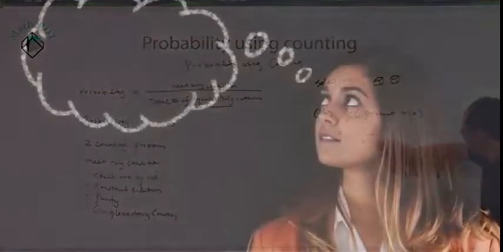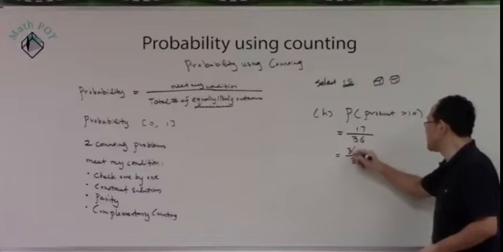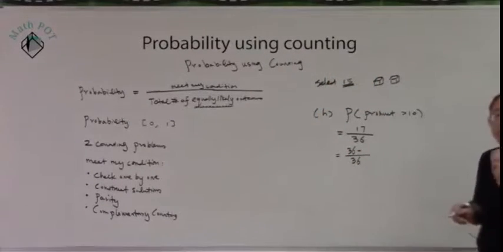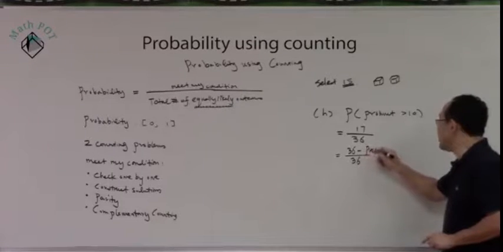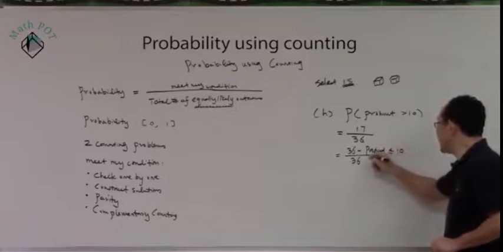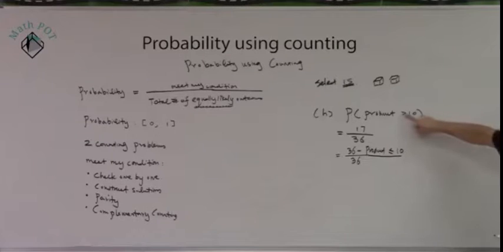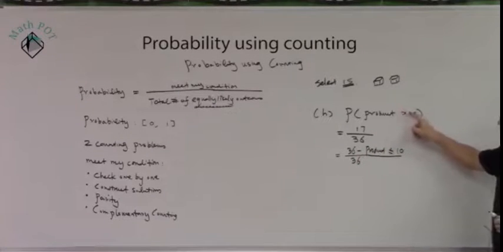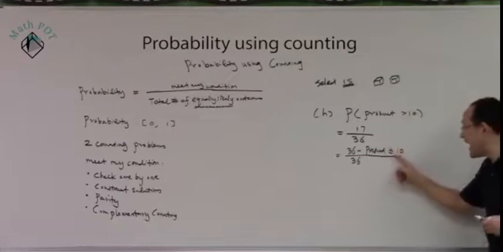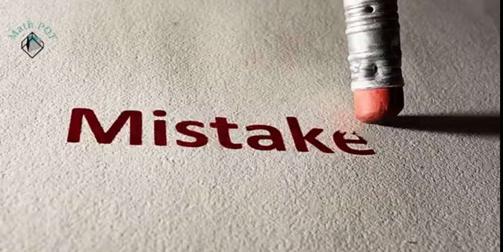If you think about complementary counting, that means what? The bottom number is 36, the top number is nothing but 36 minus the wrong answer. So be very, very careful. The wrong answer is a product less than or equal to 10. So don't miss the equal here. Because here we have greater than, the wrong answer must be less than or equal. If here it is greater than or equal, the wrong answer is less than only. So don't make this mistake. Definitely you need to get this step right.